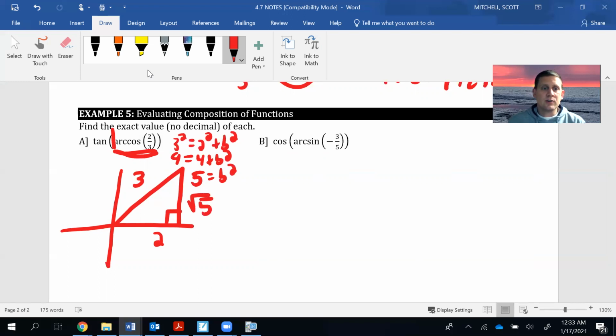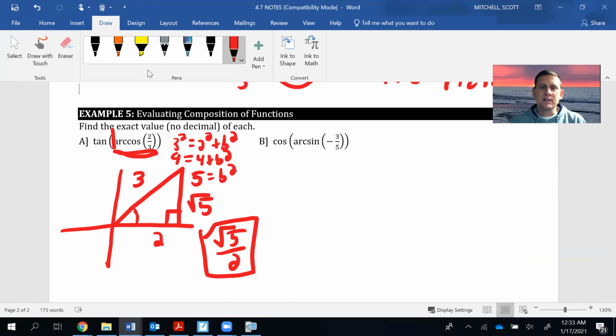Okay. So keep in mind, here's your angle of interest. What is the tangent of this triangle? Because isn't that what we're asked to find? We're asking the tangent of this. Well, what is this? This is this triangle. So find the tangent of this triangle. Well, what's the tangent of this triangle? Tangent is opposite over adjacent. So the answer to this is just the square root of 5 over 2. Again, we're finding the tangent of this. Well, this is this. So find the tangent of this, and you get that.